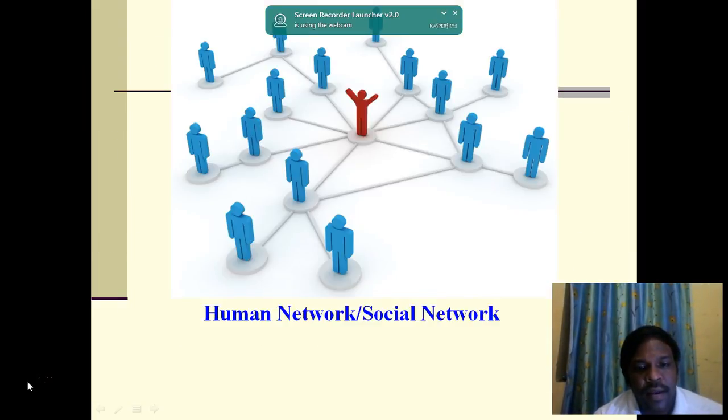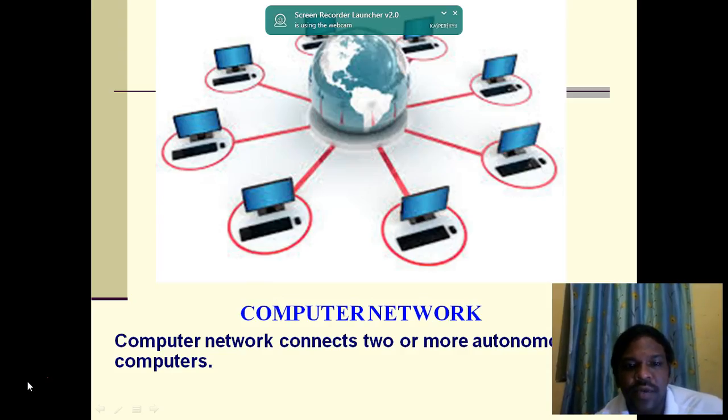See, if you see this particular picture, what comes to mind is a human network or social network. Most of the students use social networks like Facebook and all. This is a networking of people where people share their ideas, views and so on. Here the nodes are nothing but humans. If the humans are replaced with computers, it is called a computer network.